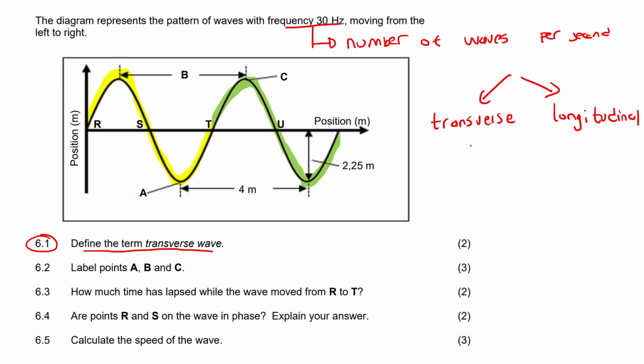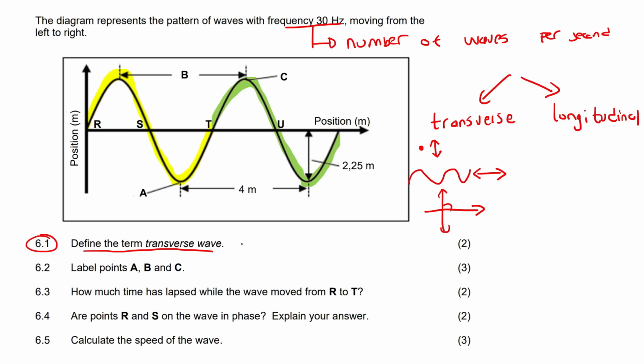So the transverse wave is the one where the particles go up and down, for example, but the wave goes left or right. If the wave goes this way and the particles go this way, there's a 90 degree angle between them. Let me draw that a bit better. So the transverse wave is when the particle moves perpendicularly to the direction of the wave.